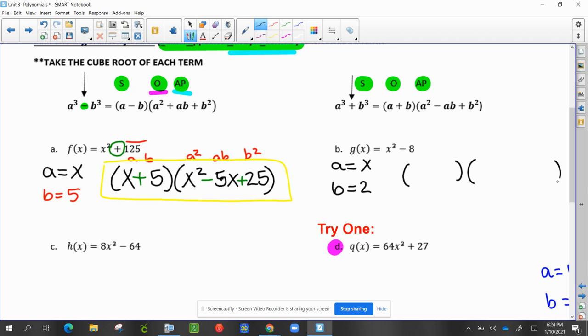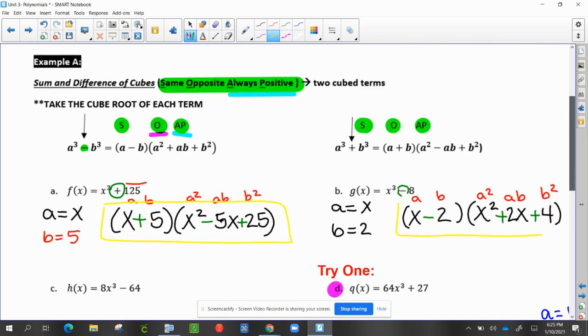So I'm going to set up my pattern. It's a binomial and then a trinomial. The pattern is AB, A squared, A times B, B squared. Okay, so filling in my numbers, my A and my B, so x, 2. A squared, so x squared. A times B, so 2 times x is just 2x. And then your B squared. In this problem, our B is 2. 2 squared is 4. And again, if I put in my sign changes, look at the original problem. So it's the same, opposite, always positive. And there's our factored difference of cubes.